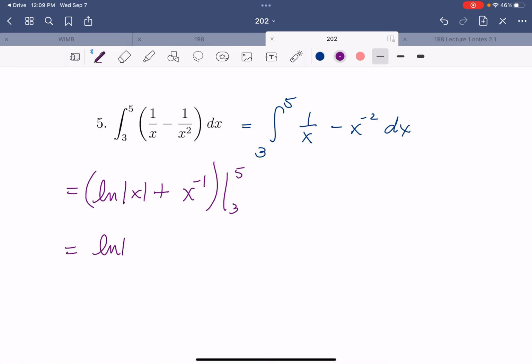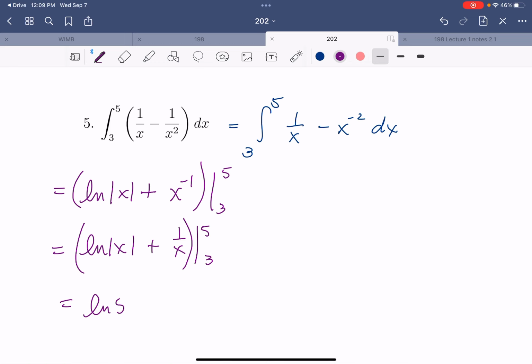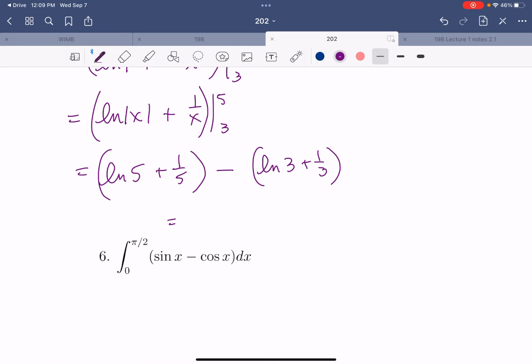So that's going to give us the natural log of the absolute value of x plus 1 over x, evaluated from 3 to 5. That's going to give us the natural log of 5 plus 1/5, minus, plug in the 3, the natural log of 3 plus 1/3. And that will turn out to be the natural log of 5 plus 1/5 minus the natural log of 3 minus, because you're distributing the negative, 1/3. And that gives me 0.377.